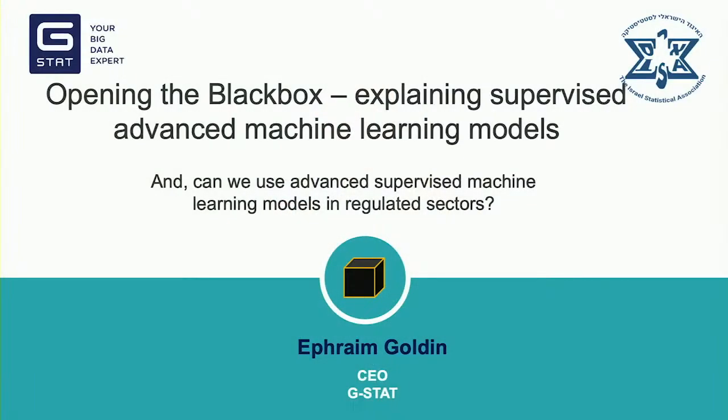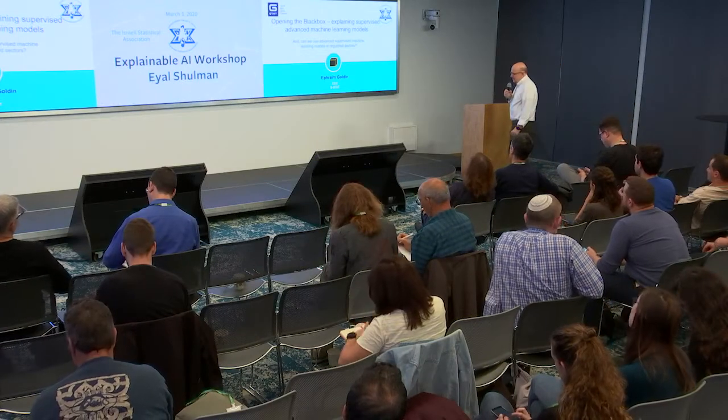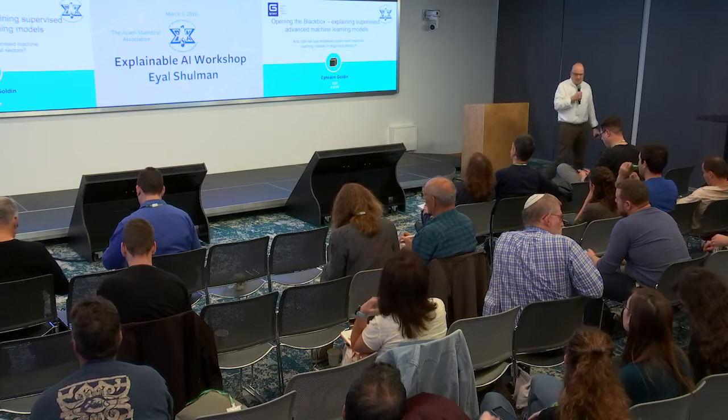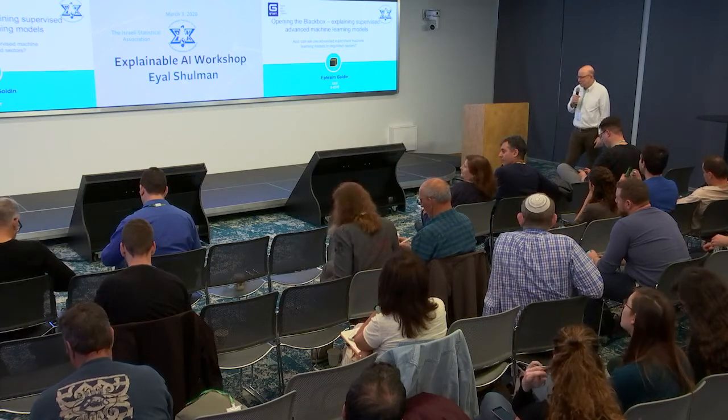So the subject is opening the black box, explaining supervised advanced machine learning models. When we speak about AI, machine learning, statistics, we have to make precise definitions of what we mean. Someone said AI and meant machine learning. Someone said machine learning and meant statistics. And someone said we need data scientists, and actually meant a BI expert, as Tal said before. So I have to explain what I mean.